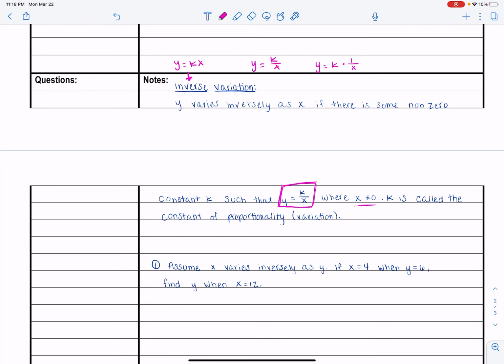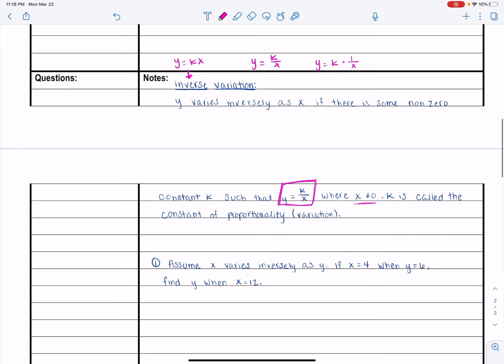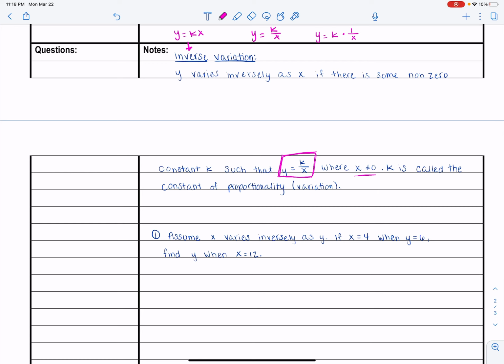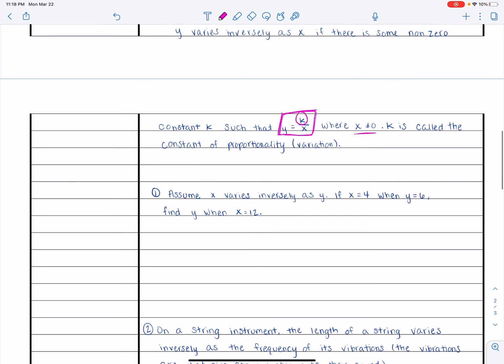All right. So for our first example, we're going to work these the same as yesterday. If you can find the constant, then you can find any x for any y you're given or any y for any x you're given. So we have to find the constant first, and then we can move from there. So if I tell you that x varies inversely as y, if x equals 4 and y equals 6, find y when x equals 12.